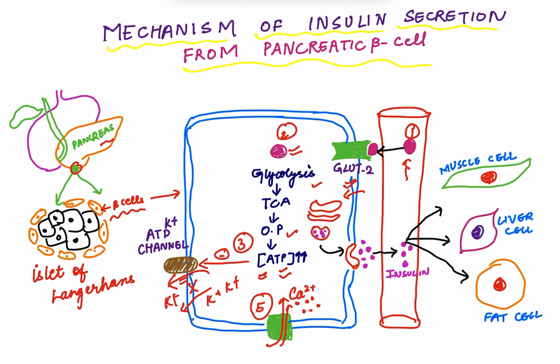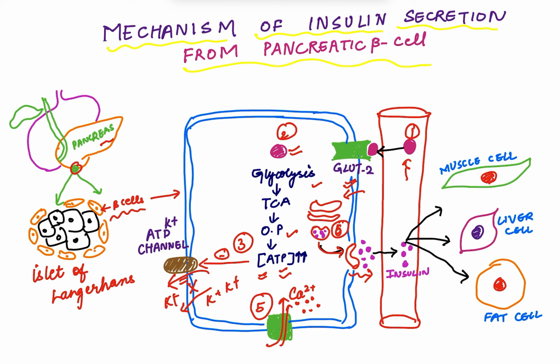Calcium triggers the insulin release in step 6. The rise in the intracellular calcium acts as the final signal. Insulin is already stored in tiny membrane-bound sacs called secretory granules. Calcium tells these granules to move toward the cell membrane and fuse with it and release insulin outside by exocytosis.